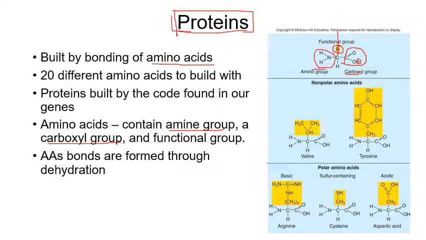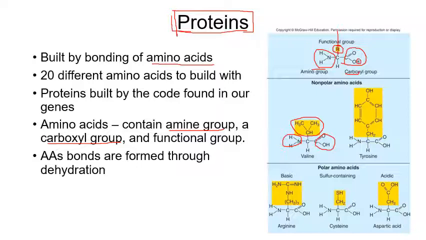Okay, so let's look at valine. Valine has an amino and has a carboxyl. But then when you look at the R, the functional group for it, it is this here.